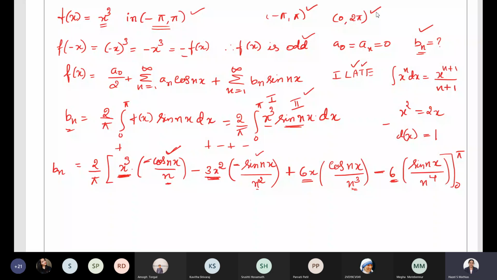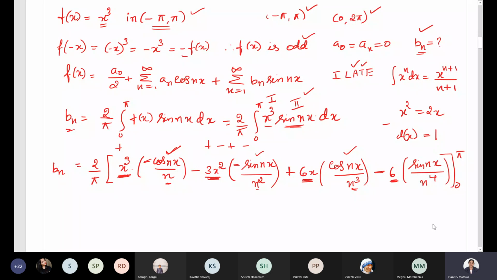Then now negative sign, differentiate 6x. Differentiation of 6x is 6. Then integrate this, and integration of cos nx is sin nx by n, and previously we have n cube, so it will become n power 4. Next step we cannot do because differentiation of 6 will be 0. That's why we stop till here and we'll put the limits.